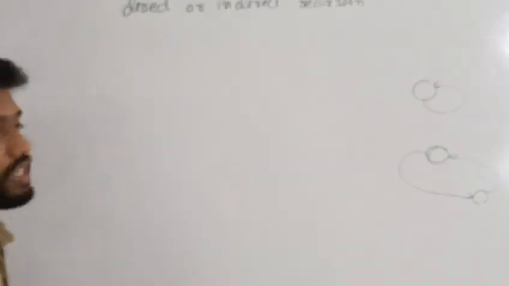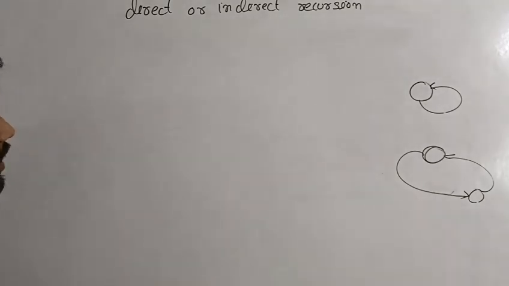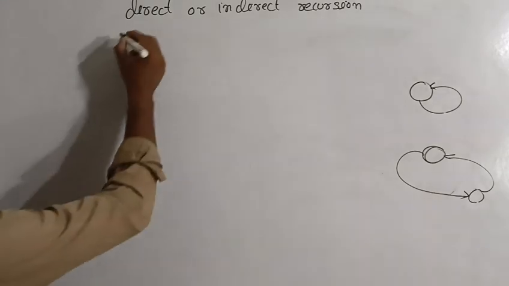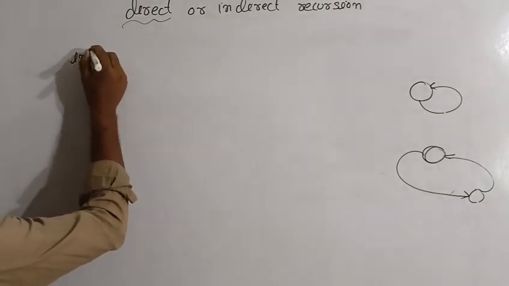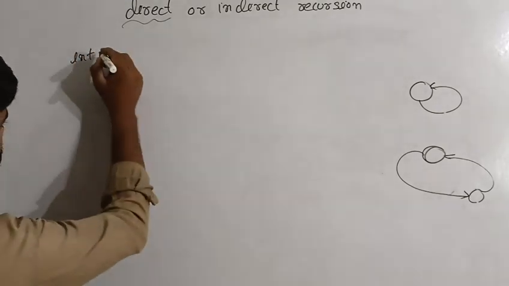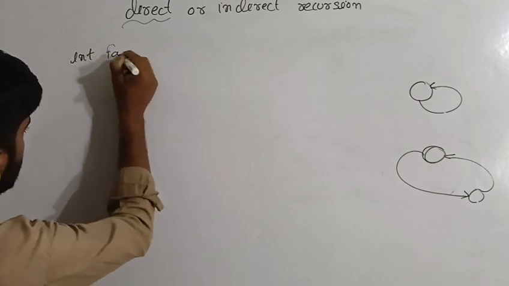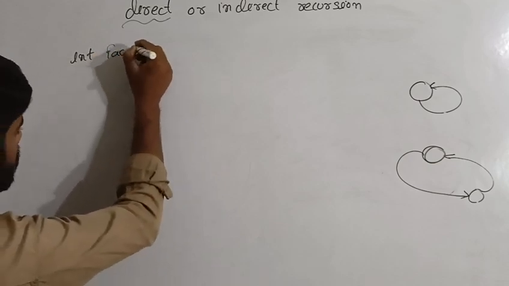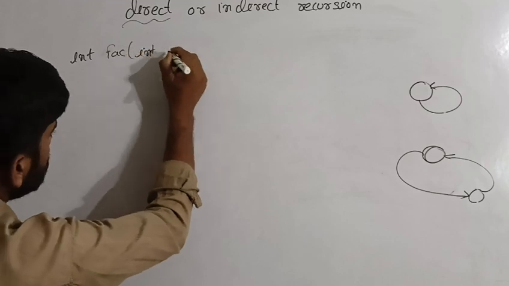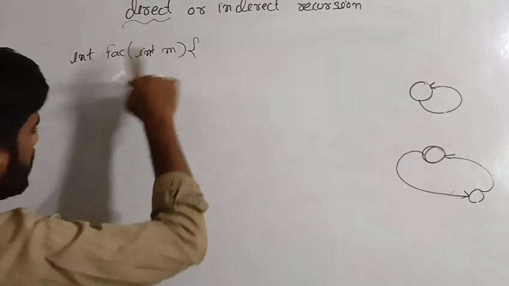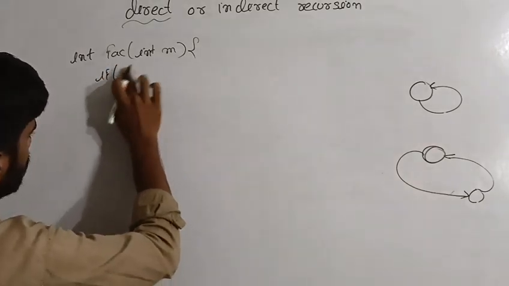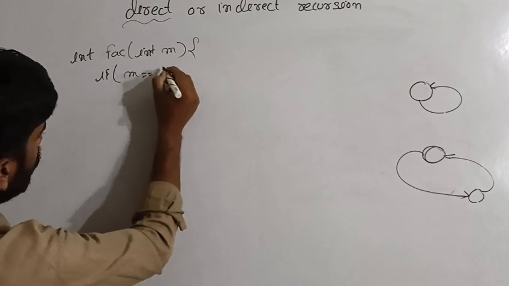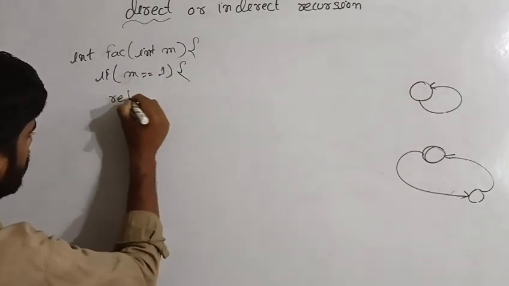Now we'll see with the help of code. We have to find the factorial of any given number. First of all, we will see the direct way. From the main function it has been called. Now int factorial, I'm writing the short form here, and int any argument has been passed as m. And the base condition will be: if m is equal to 1, then return 1.